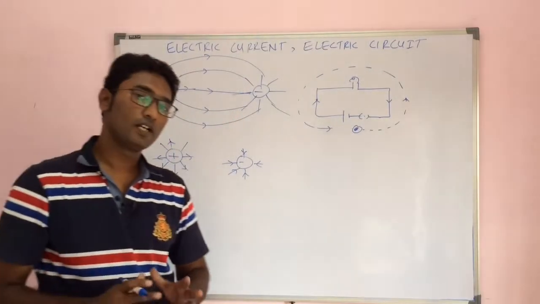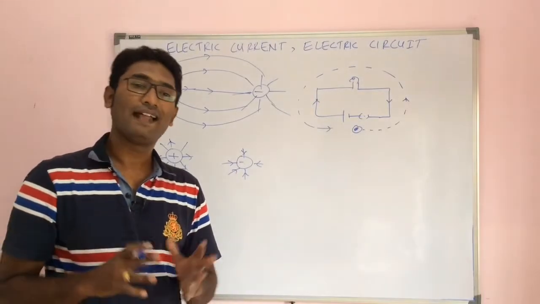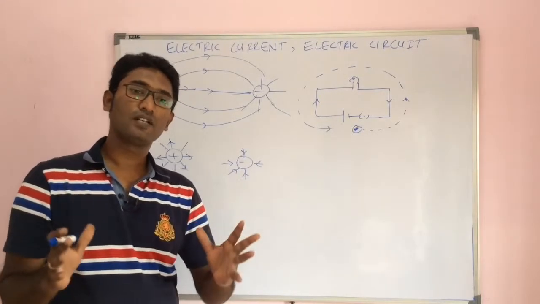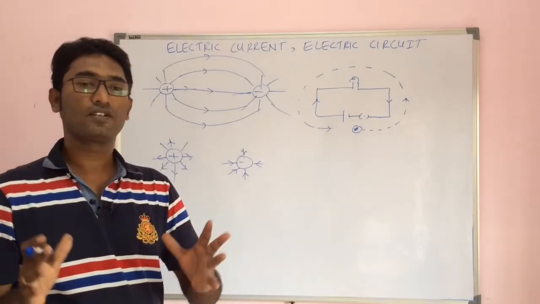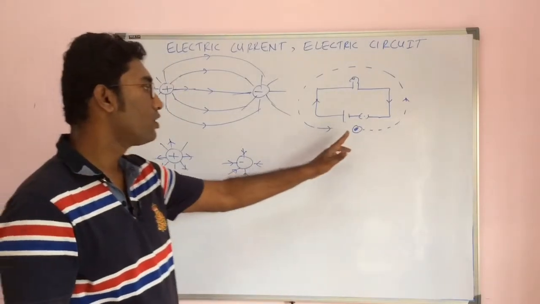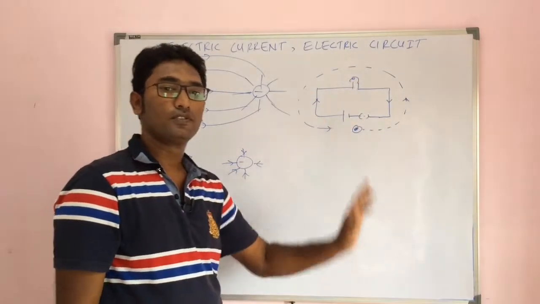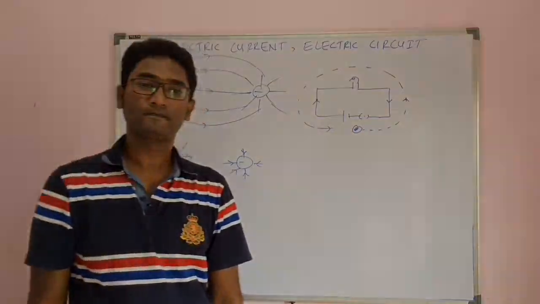So students, don't confuse between conventional current and electronic current. Conventional current is the same as the direction of electric field, whereas electronic current is the actual motion of electrons, which starts from the negative terminal to the positive terminal.